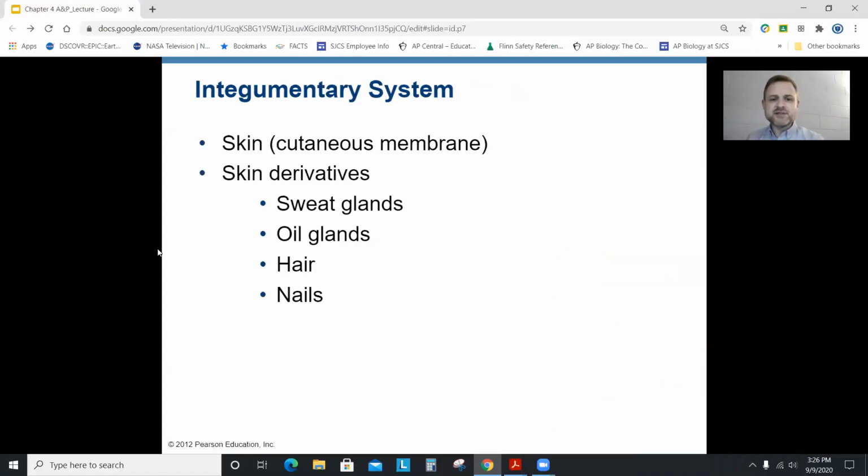Okay, so let's go through some things about your actual skin. So your integumentary system, we said that's your skin. It also includes skin derivatives, things like sweat glands, oil glands, hair, and nails. Skin derivatives we're going to do in part 2, the second video for chapter 4. We're going to end this video with some information about the skin.